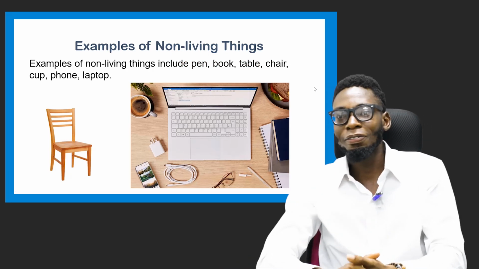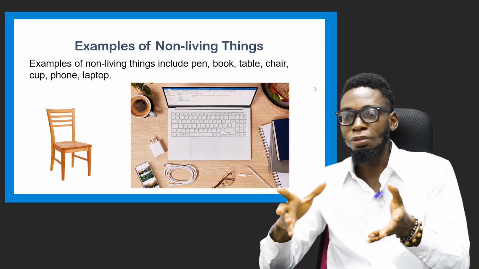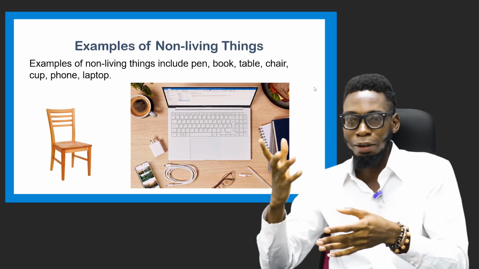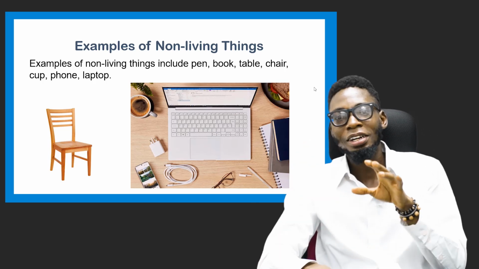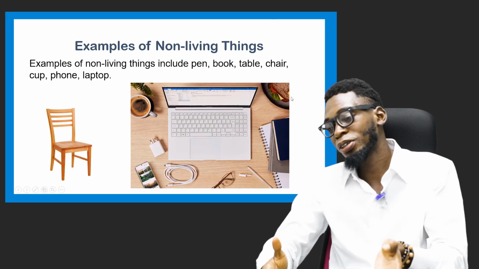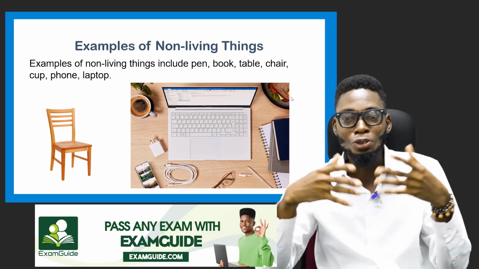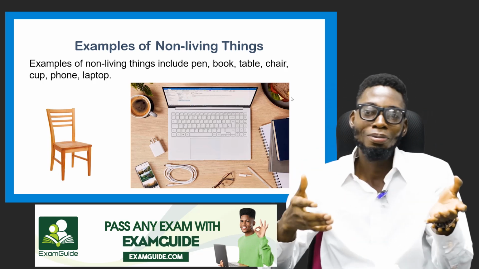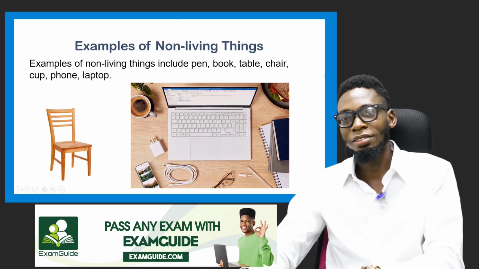Some examples of non-living things are the pen, the book, the table on which the pen, the book, the laptop, the phone, the cup rests on. We also have a chair. All these things are examples of non-living things. If I ask you now, the chairs, do they breathe? You say no. Do they eat? No. Do they move without being pushed? No. So all these things are examples of non-living things.